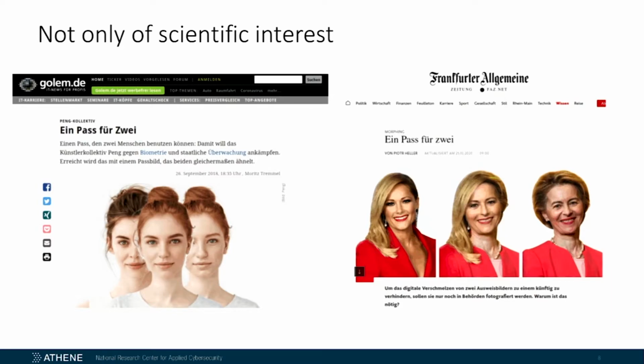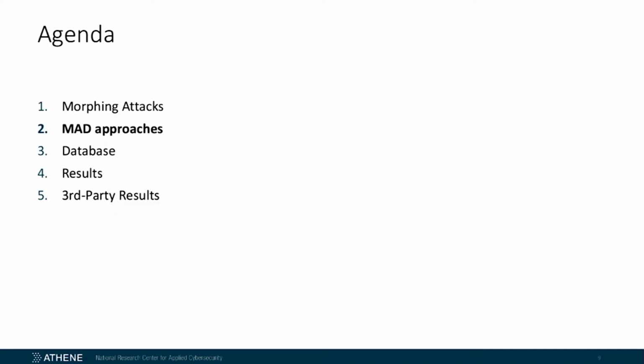And that's not only a scientific topic, but as Christoph already said, they are discussing this in politics. There has been a case in Germany where the so-called Peng Collective created a morphed passport of a group member and a Libyan person. They claimed to send this morphed passport to Libya so this person could travel to Germany. That caused a big uproar in the media and, as a consequence, also in politics. So it's clear there's a need for morph attack detection approaches.